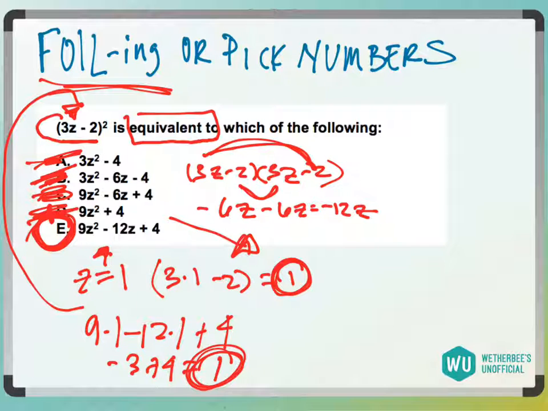So we could have done the algebra, or if we're a little confused on how to do quadratics, we have a variable in our question, and that same variable in our answer choices, so we can assign it a number. Answer choice E.